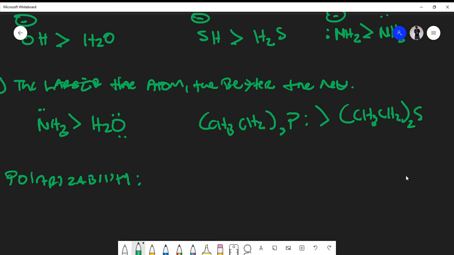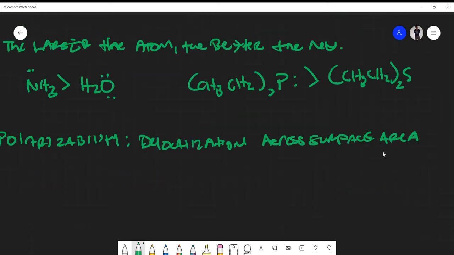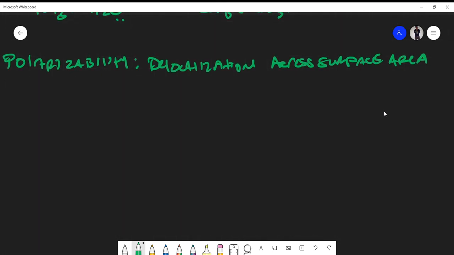So this is the idea of delocalization across the surface area. Right now, if you take a look at fluorine, the size of fluorine is about that, versus iodine. Look at iodine's size, right? And so we'll say iodine essentially will be a better leaving group because it's more polar.